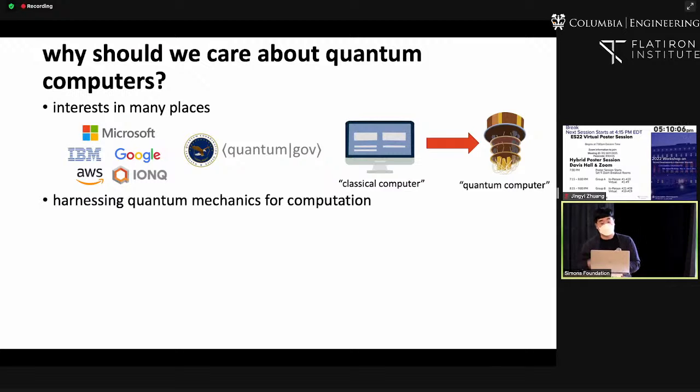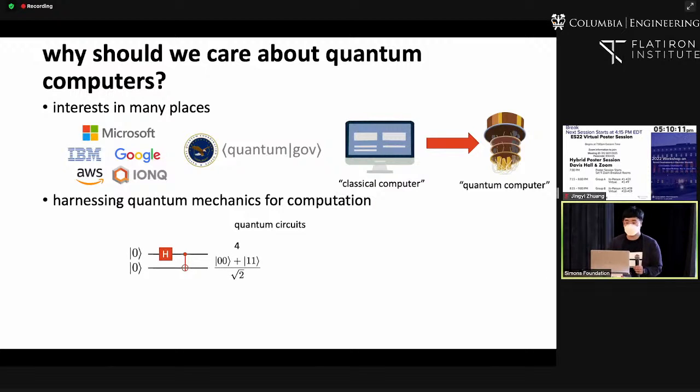Quantum computers harness quantum mechanics for computation. What does it actually mean? We learned a little bit about these quantum circuits in the previous talk. The way you read it is from left to right. You initialize your states at rest conditions, meaning all two-level systems are in their ground state, 0, 0. And you go from left to right. Each of these boxes and symbols gives you a specific instruction for evolving these two-level systems in time.